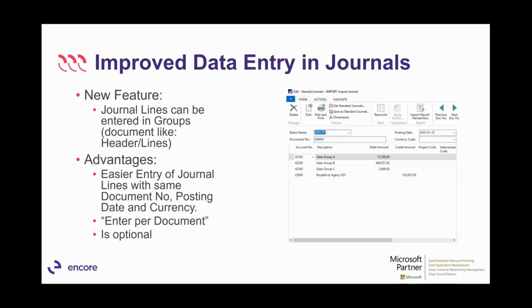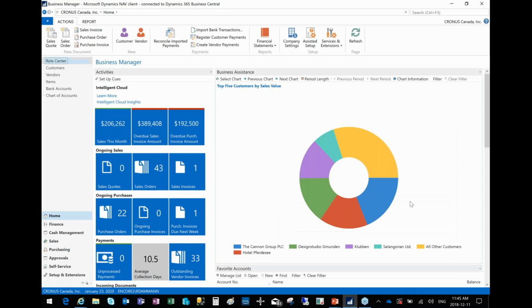So the first thing is we have a new improved data entry in journals. I call it document type journals. Before you had one journal with multiple document numbers, now you can kind of group them. So let's open the RTC. You can see it's still there. It's pretty much the same.